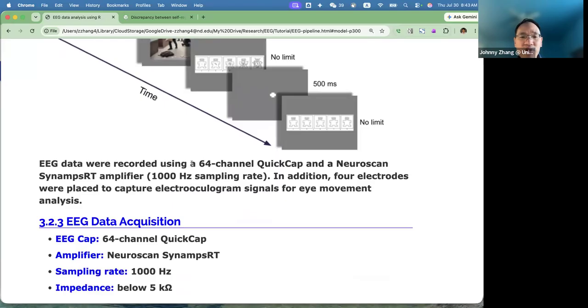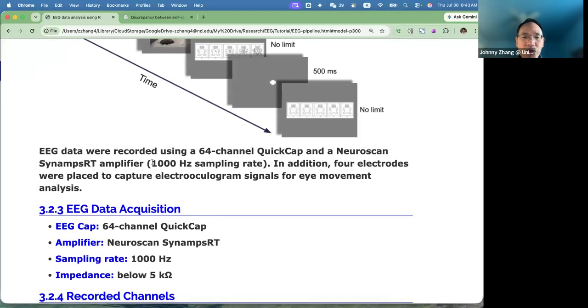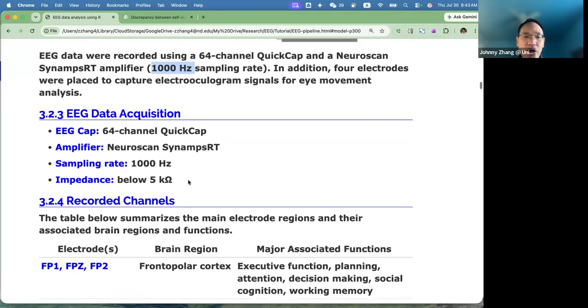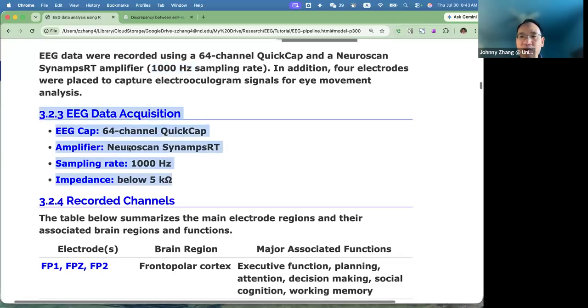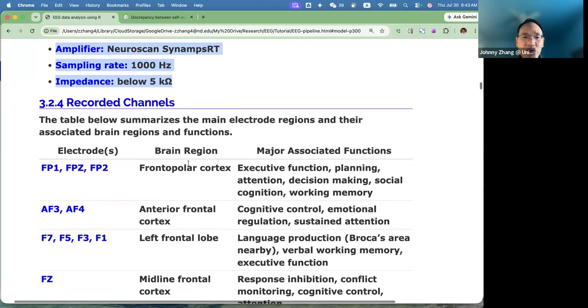For data collection, they used a 64 channel Quik-Cap, and the sample rate is 1000 hertz. So those are the basic data acquisition methods.